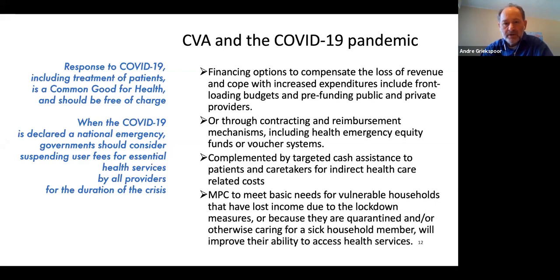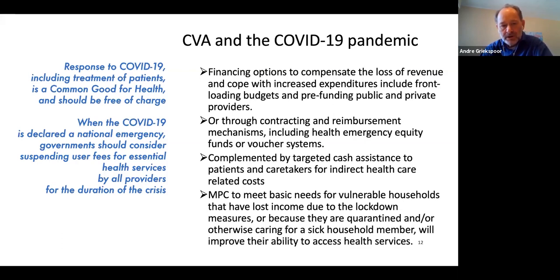If this payment upfront is not possible, then the government should set up mechanisms for contracting or reimbursement mechanisms, or set up things that we call health emergency equity funds, or using voucher systems. But these usually take more time and are not always easy to set up quickly if nothing existed before. And then in addition, we think that if people then still have health expenditures for either direct or indirect costs, that we can look at targeted cash assistance. But again, it's not easy to set up all these systems within 2 or 3 weeks if nothing existed before.